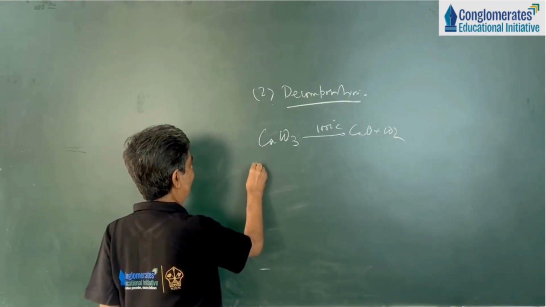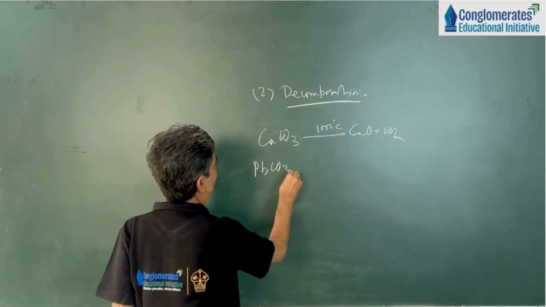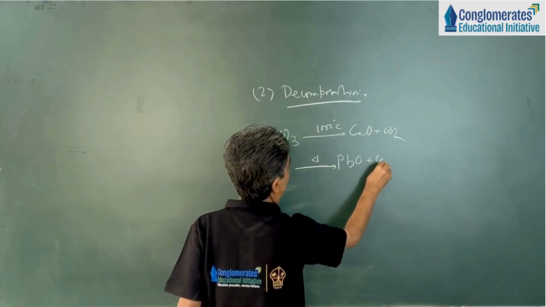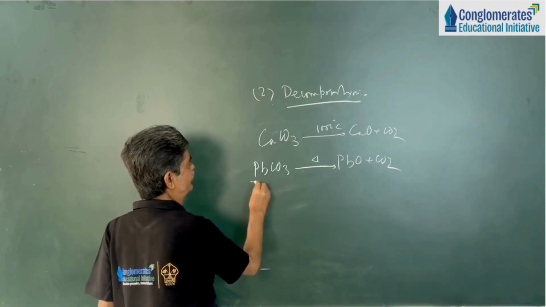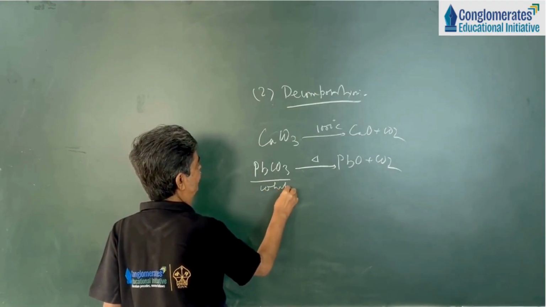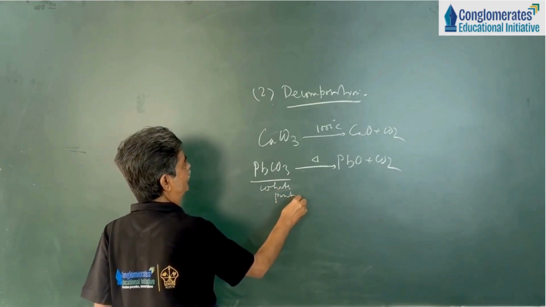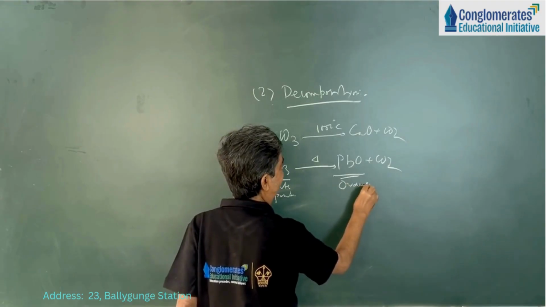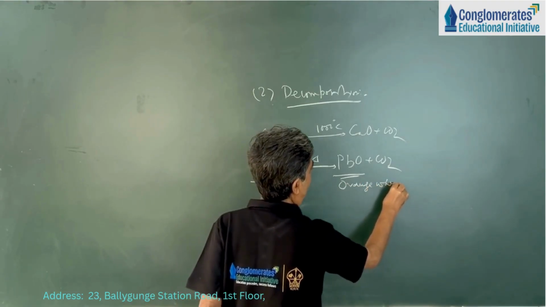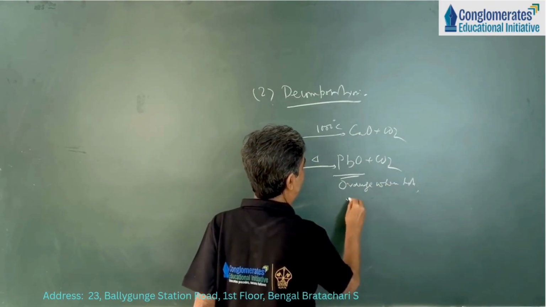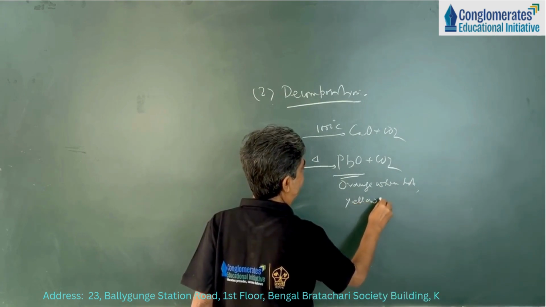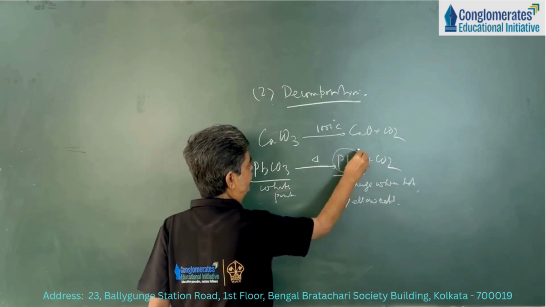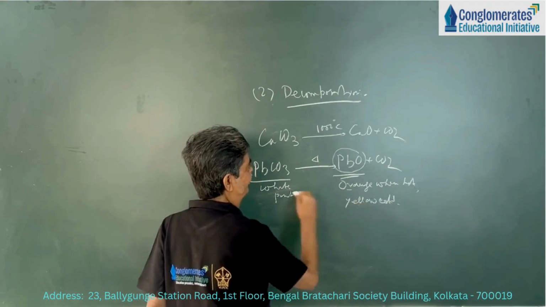Similarly, PbCO3, when it is heated, we get PbO plus CO2. The interesting point is that PbCO3 is a white powder. When the white powder is heated, we get PbO, which is actually orange when hot and yellow when cold. This is a very interesting point. When it becomes hot, it is orange. When it is cooled, it becomes yellow.